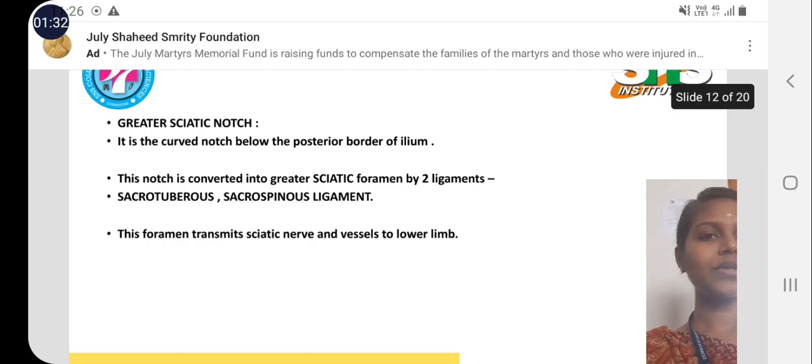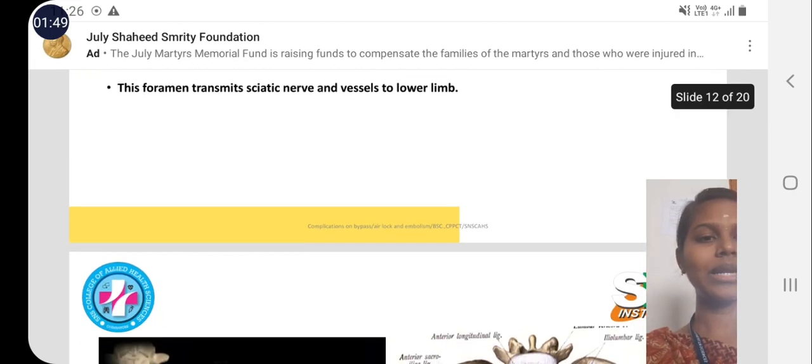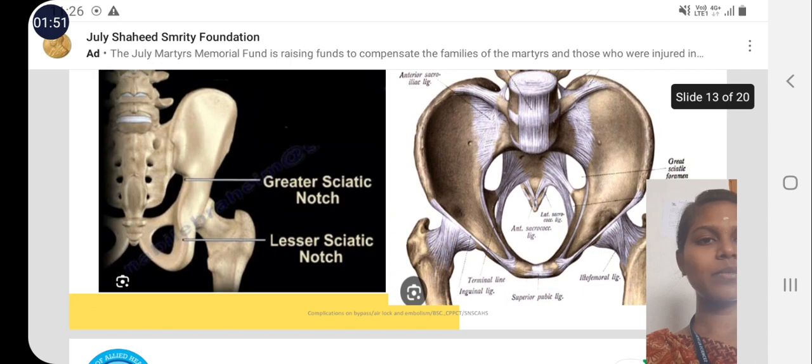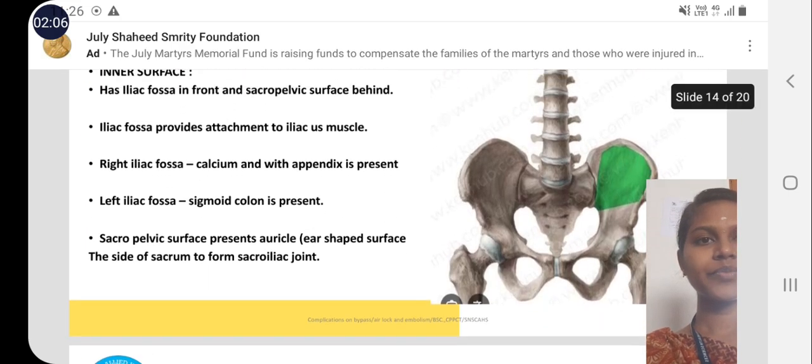So the greater sciatic notch is the curved notch below the posterior border of ilium. This notch is converted into greater sciatic foramen by two ligaments named sacrotuberous and sacrospinous ligament. This foramen transmits sciatic nerves and vessels to the lower limb. So this is an image which picturizes the greater sciatic notch and the lesser sciatic notch, where it gets transformed into foramen by the presence of these two ligaments, that is sacrotuberous and sacrospinous ligament.